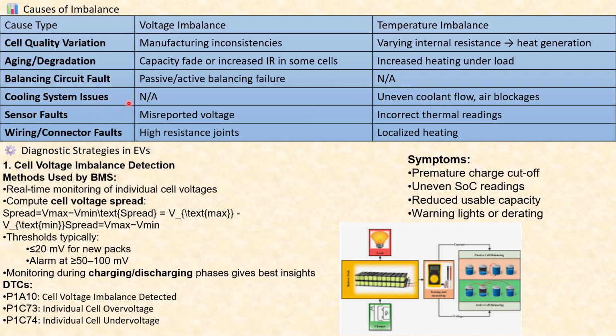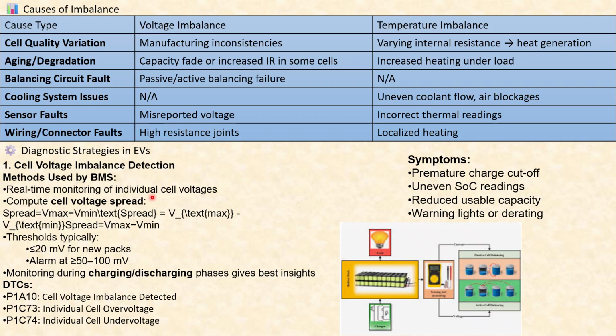Talking about cooling system issues, for voltage imbalance it's not applicable. But when it comes to temperature imbalance, uneven coolant flow and air blockages can lead to it. Talking about sensor faults, the voltage imbalance can be because of misreported voltage, and temperature imbalance can be because of incorrect thermal readings. Wiring and connector faults cause high resistance joints and localized heating. All right. So these are the various causes of imbalance and the reasons for voltage imbalance and temperature imbalance.